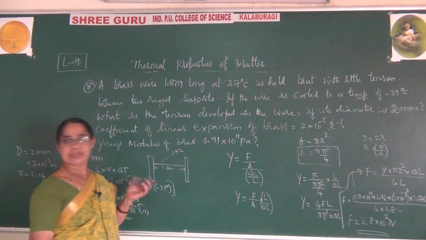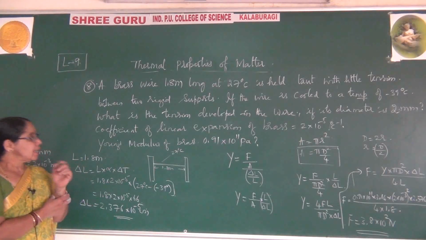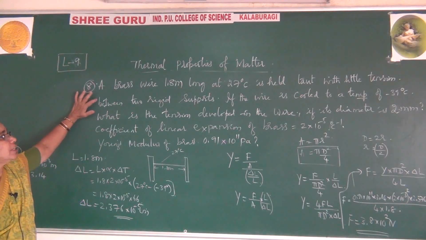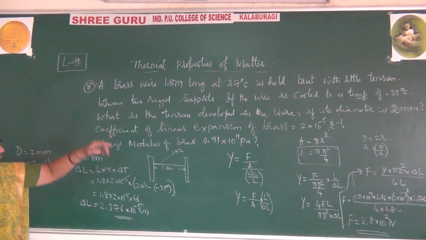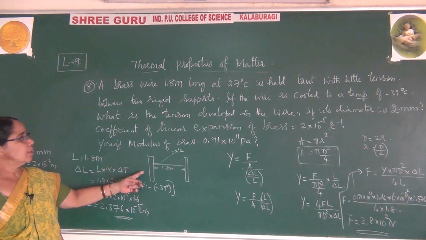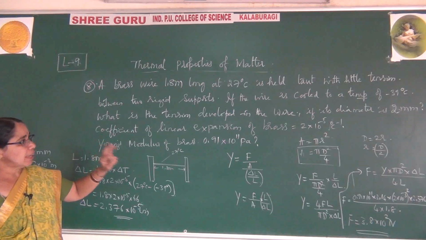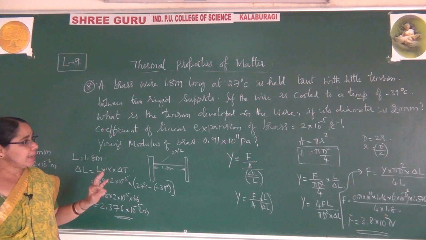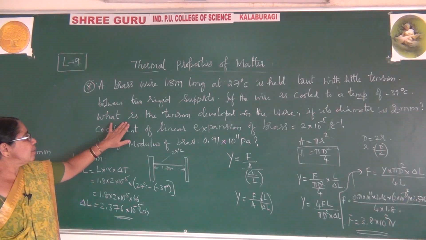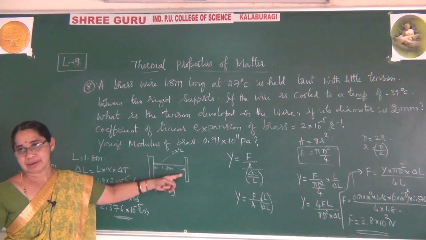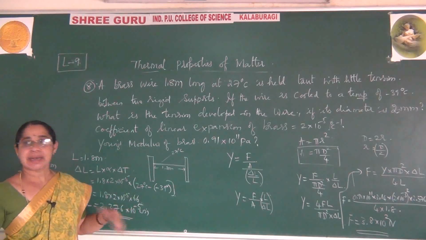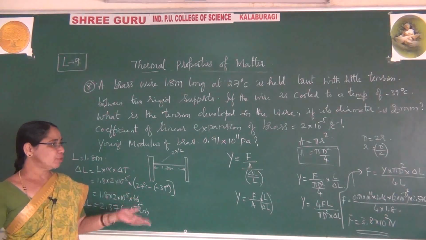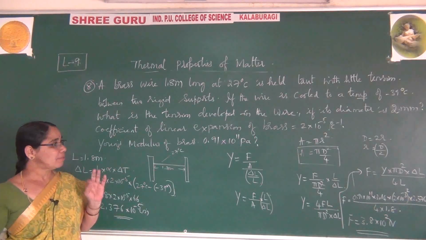So please observe this problem based on thermal stress. Here they have given a brass wire, original length at 27 degrees centigrade, held tight with a little tension between two rigid supports. Now the temperature is lowered to minus 39 degrees centigrade, and tension is developed in the wire. What will be the tension developed? Tension is nothing but force, and that force you have to calculate here.